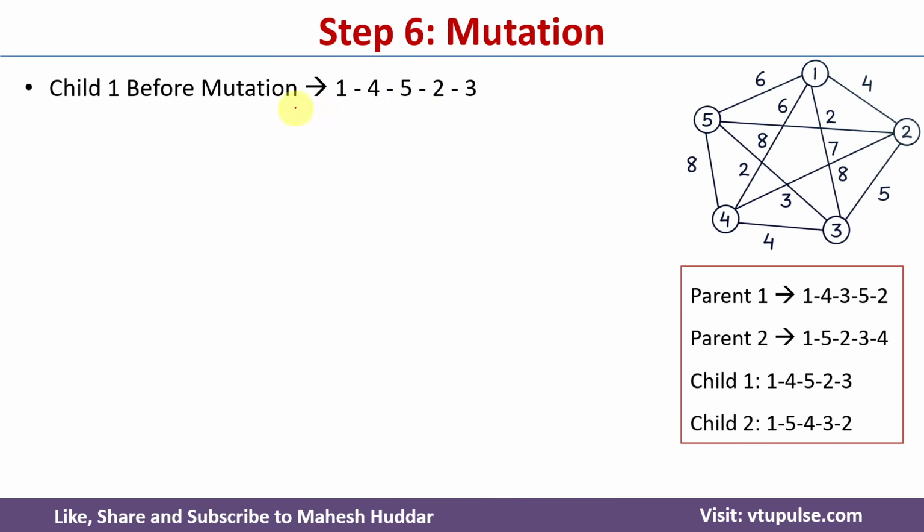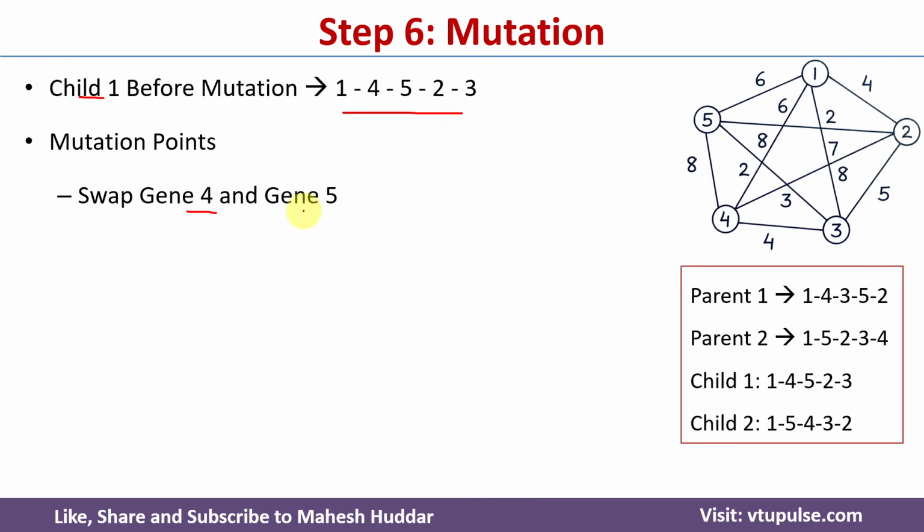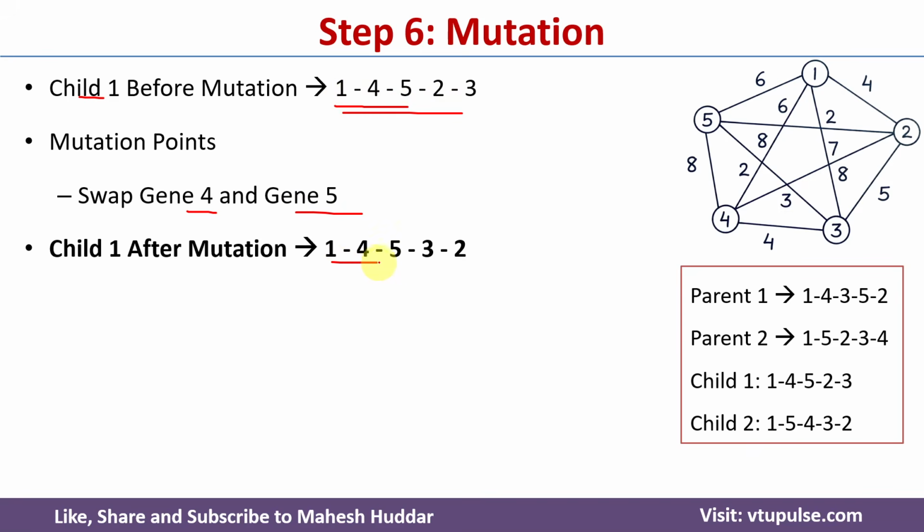Before mutation, child 1 looks like this, and the mutation points are selected as gene 4 and gene 5. So the first 3 points are written as they are, and the fourth and fifth points are interchanged. So child 1 after mutation looks like this, that is 1, 4, 5, 3, 2.